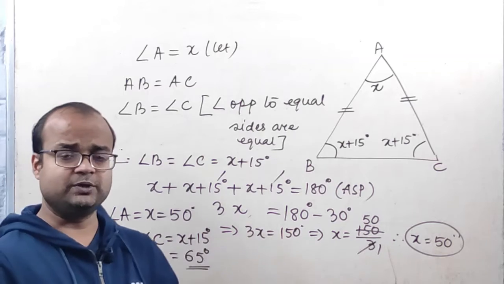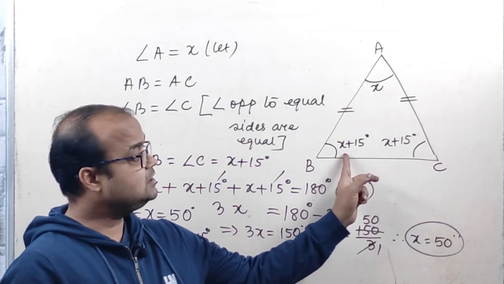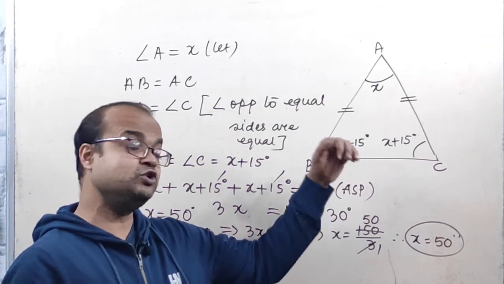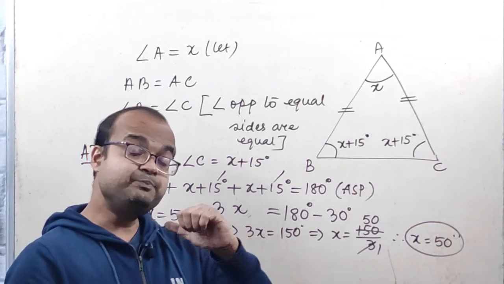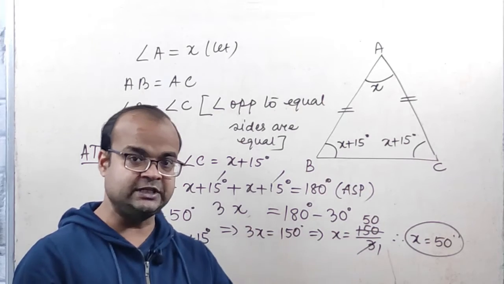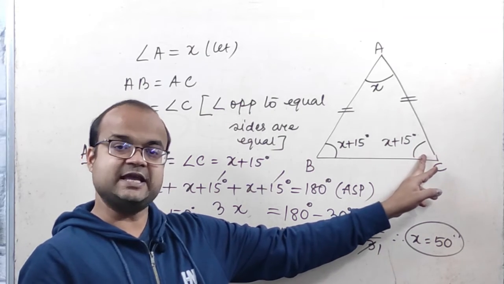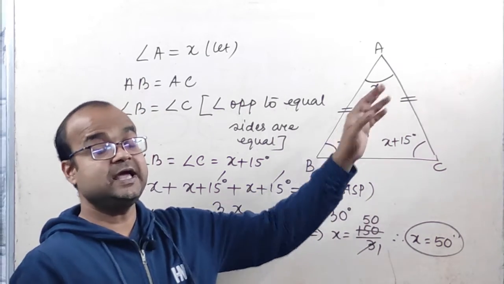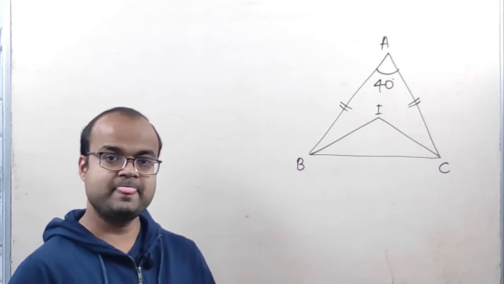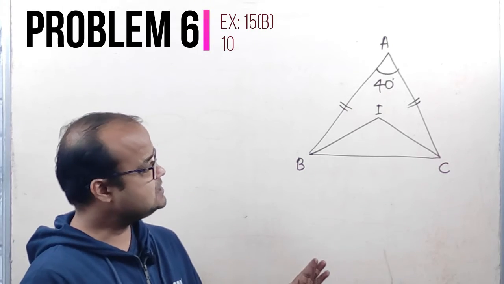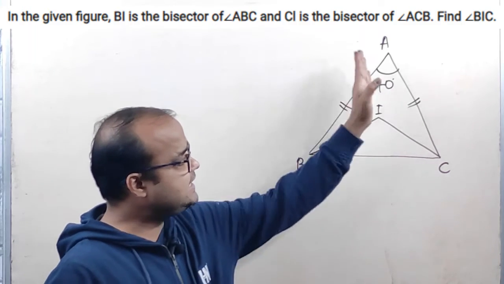So in some problems it might be given to you that the vertical angle is 15 degree more than the base angle. In that case we consider angle B and C as x and x, and the vertical angle as x plus 15. Clear?